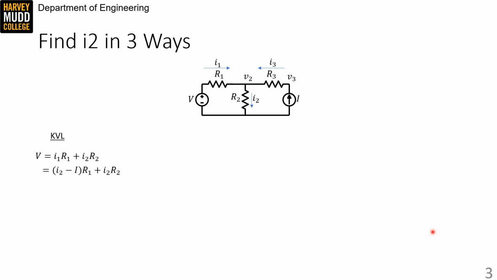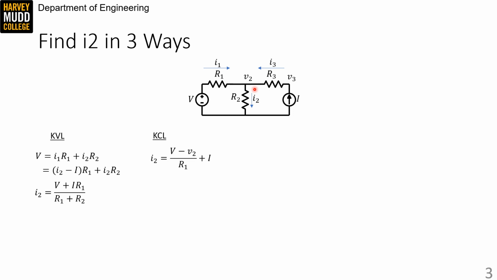Then we can use Kirchhoff's current law, abbreviated KCL, to express I1 in terms of I2 and I, because those 3 currents add together at node V2. So we know that I3 is equal to I, and it and I1 add together at node V2 to create I2. Finally, we do some algebra to arrive at a solution.